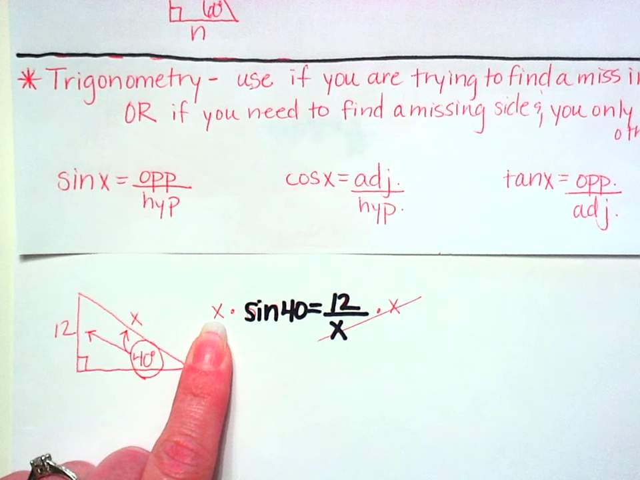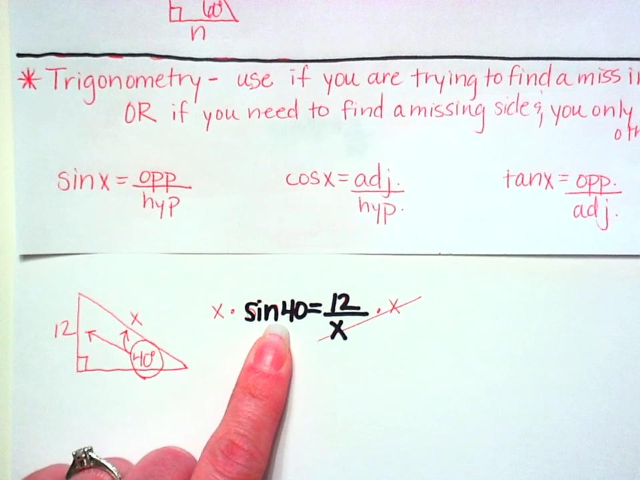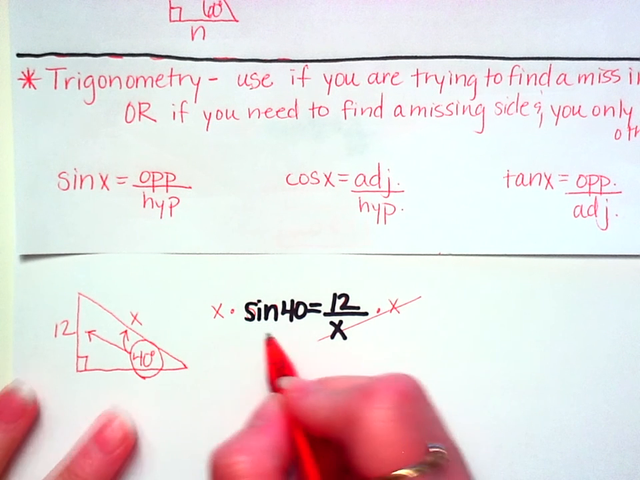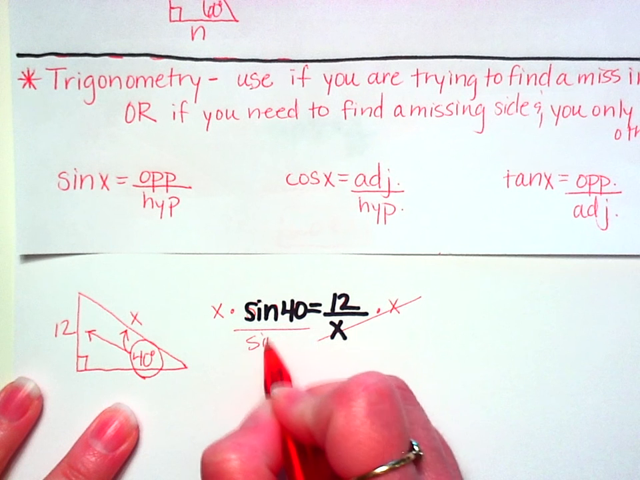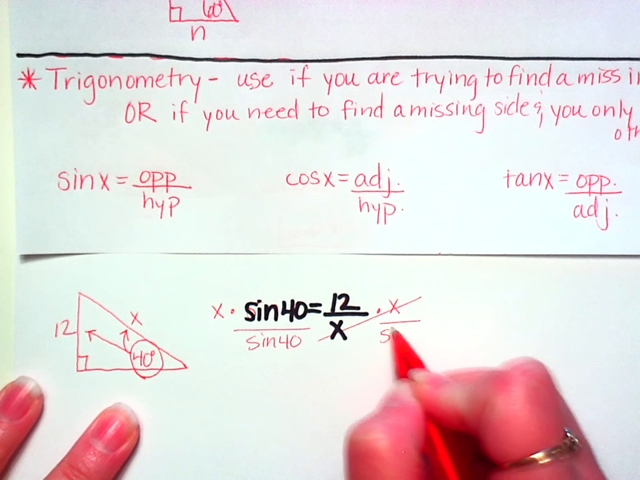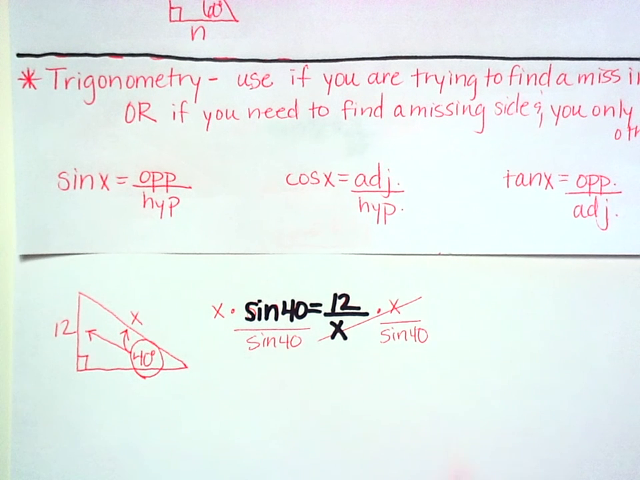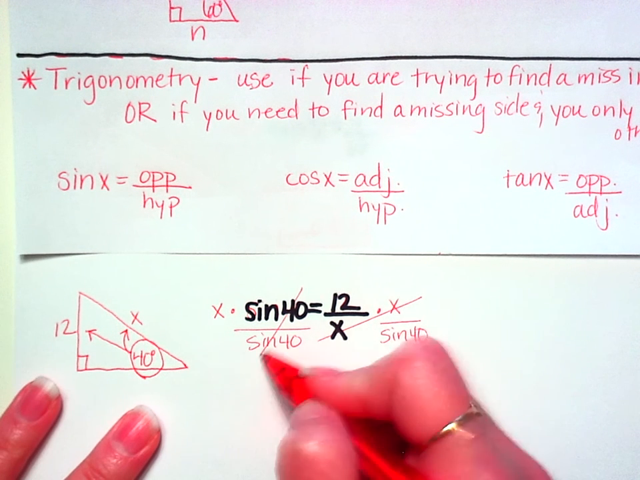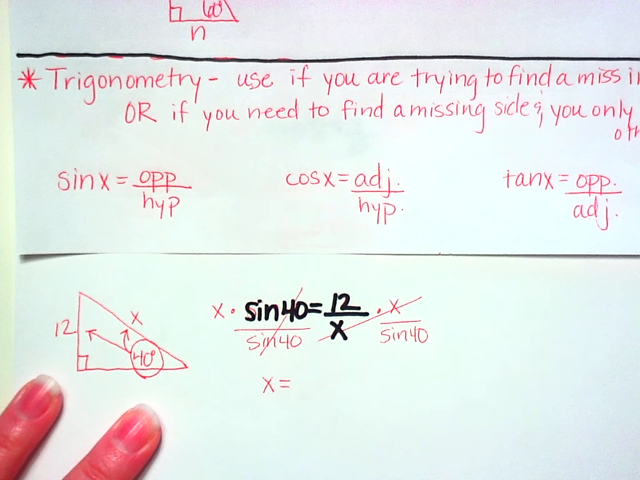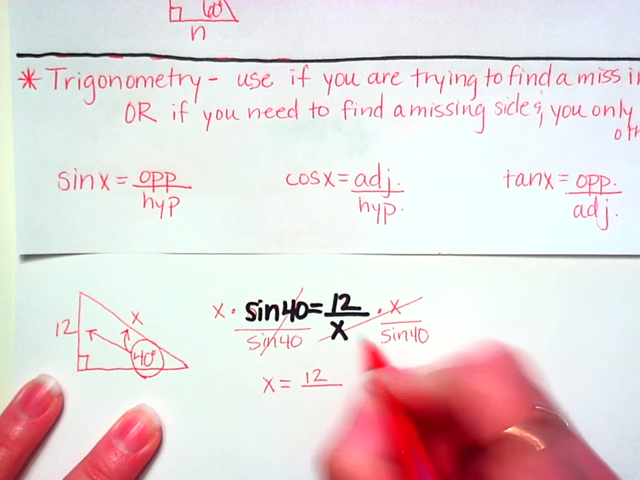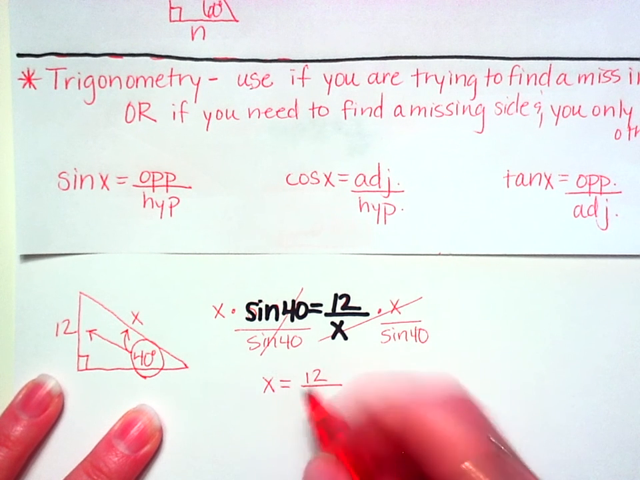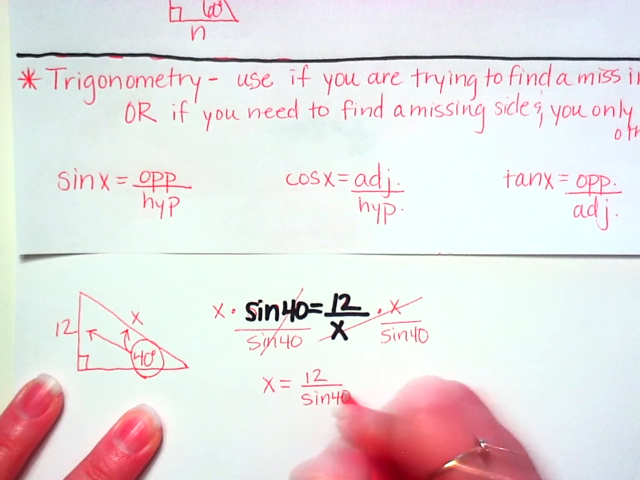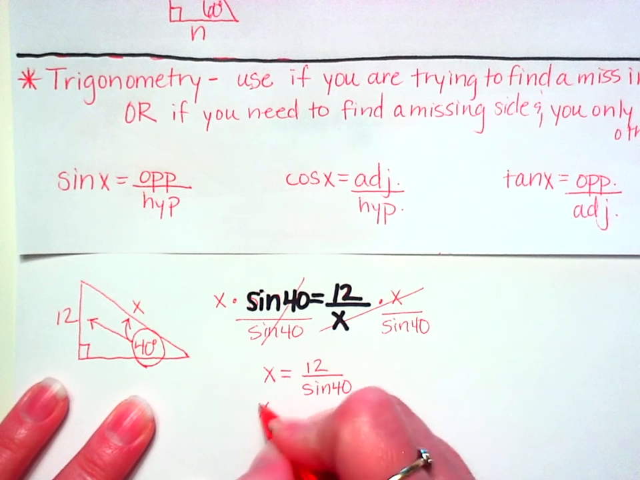But I still need to get it by itself. I have to get rid of sine 40. Sine 40 is just a number, so we're going to divide by sine 40. If I do that on the left, I have to do that on the right. Okay, so this cancels. So on the left, we just have x. On the right, we have a 12 in the numerator. The x is canceled. And we have a sine 40 in the denominator. And then we're going to plug that into our calculator.